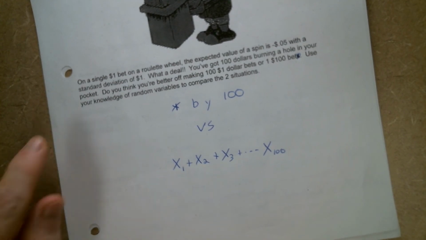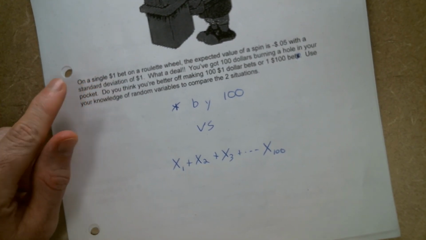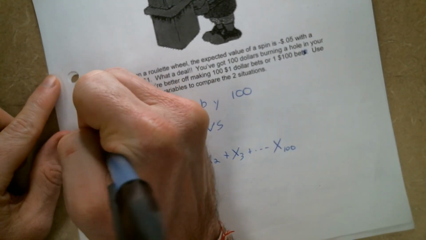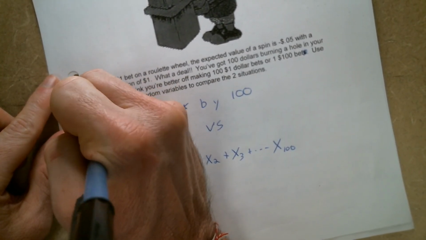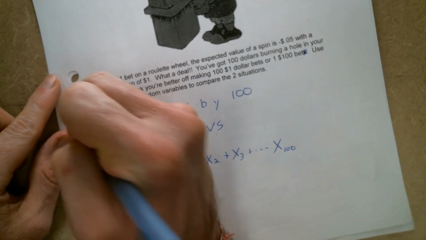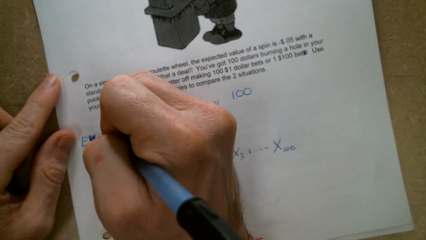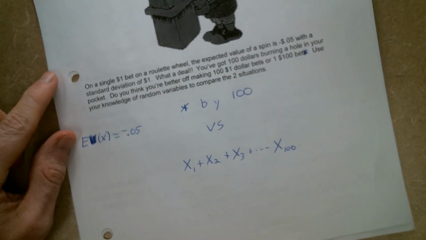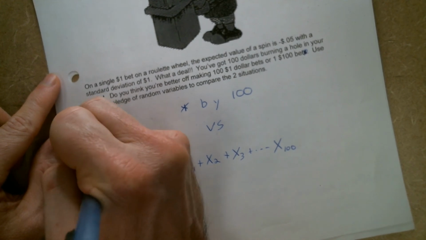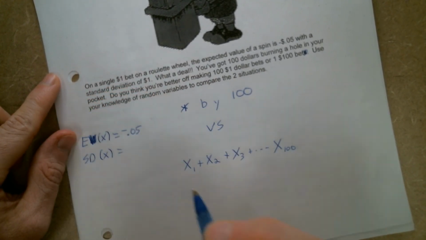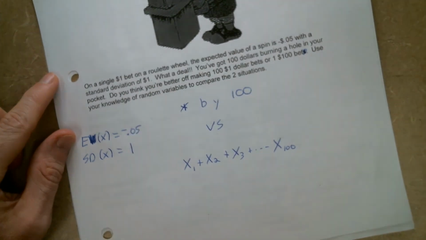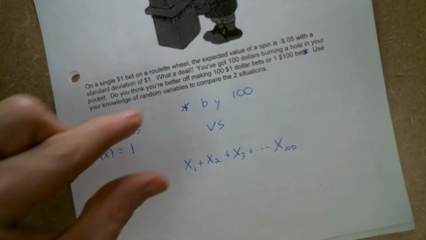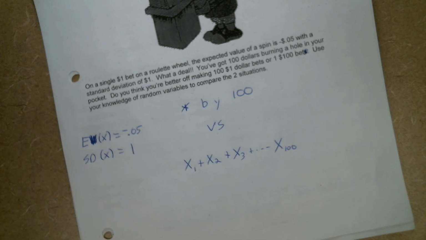So we know that for a single bet, the expected value of X, or just E of X, you don't have the V there, is -0.05. And we know that the standard deviation of X is 1. We can now use our transformations to answer these two questions.